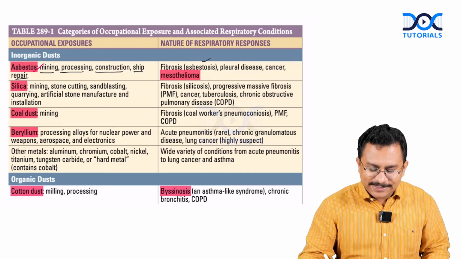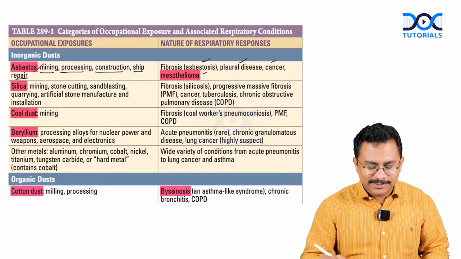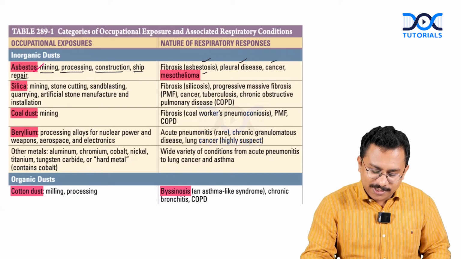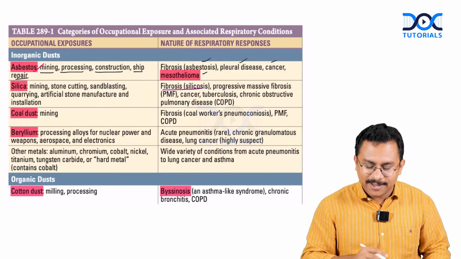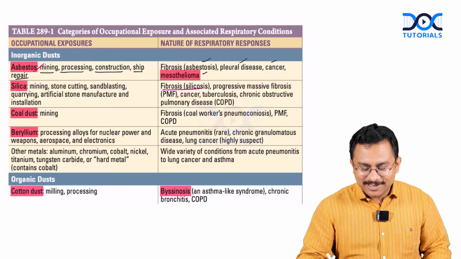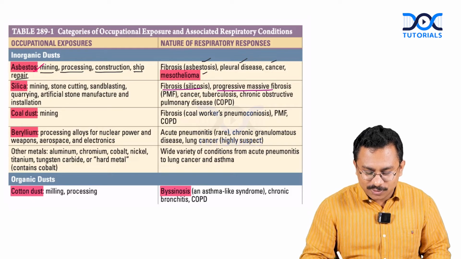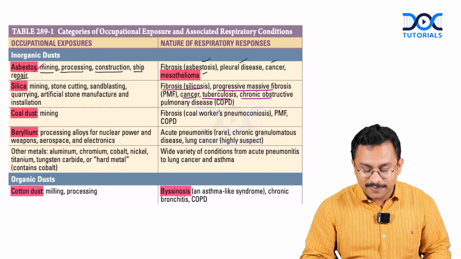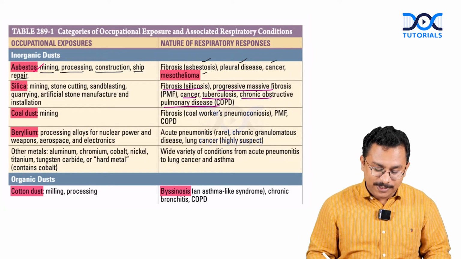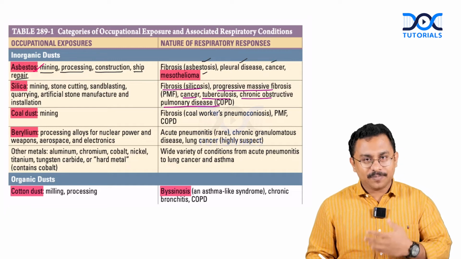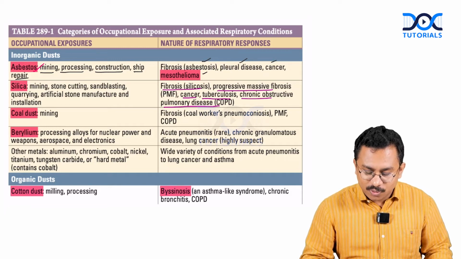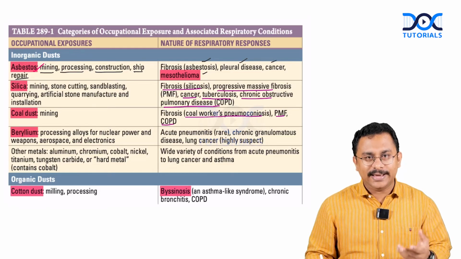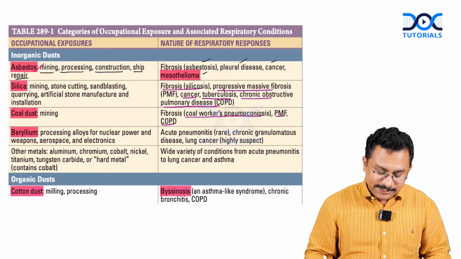Patients may develop, as I said, fibrosis, pleural disease, malignancies, mesothelioma. Silica exposure is related to silicosis, which is again a fibrosing disease. You can have progressive massive fibrosis, malignancy. It increases the risk of tuberculosis, and you can even have obstructive pulmonary disease as well. Coal dust exposure can cause anthracosis. So coal workers' pneumoconiosis, progressive massive fibrosis, and again you can have an obstructive lung disease.